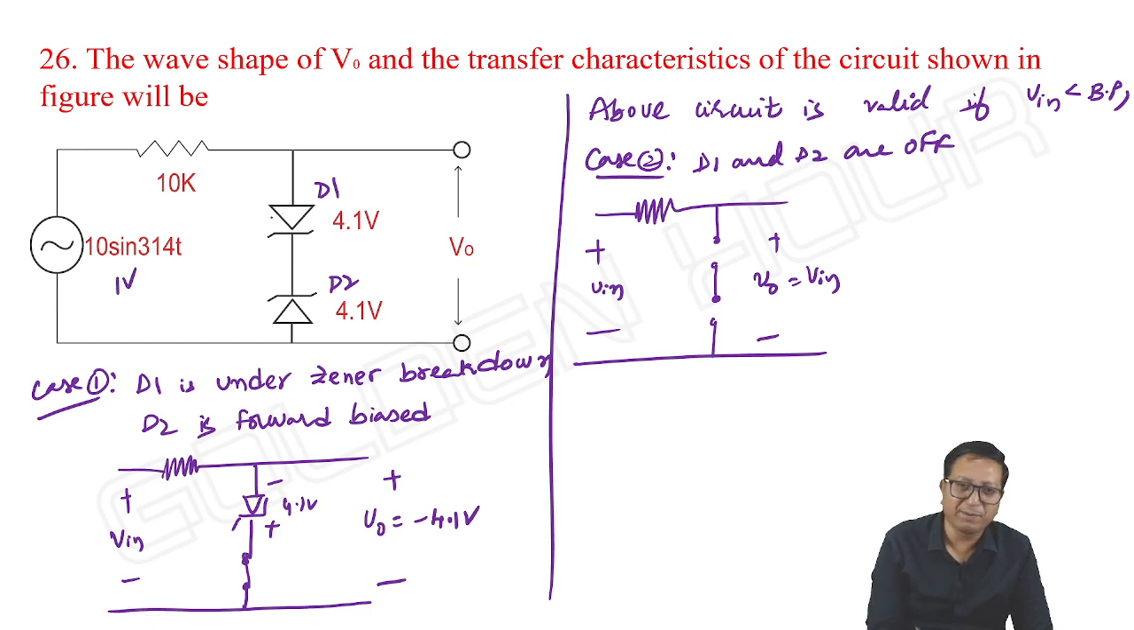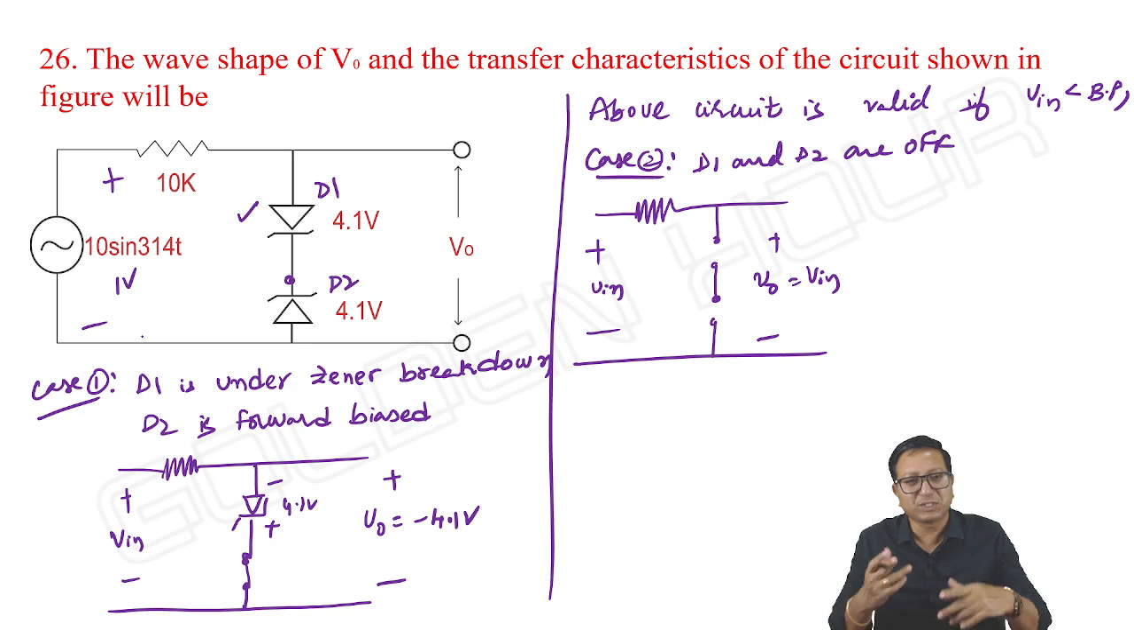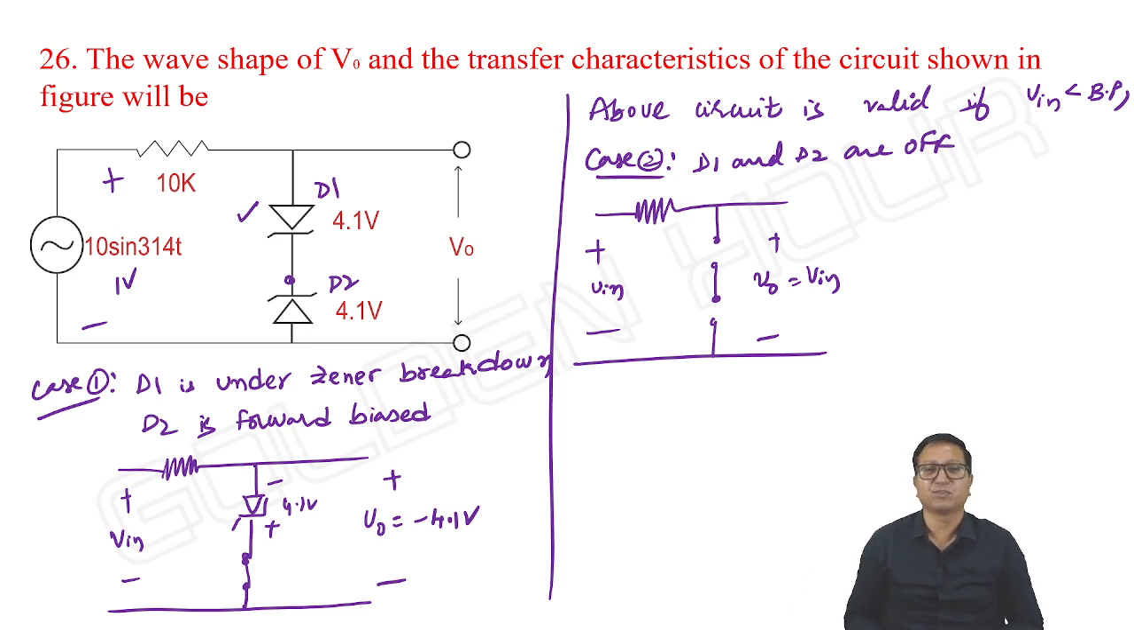D1 is ready to forward bias, but what about D2? It is reverse bias, no? Its cathode is connected to the positive terminal and its anode is connected to it. Means both are off. Means the same case continues.